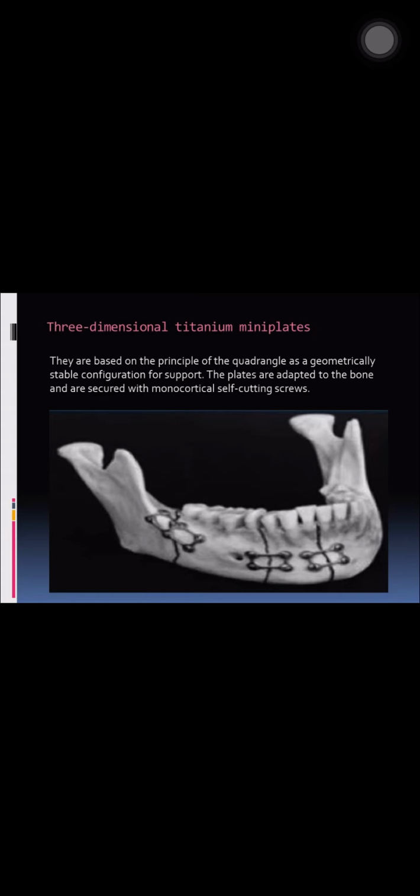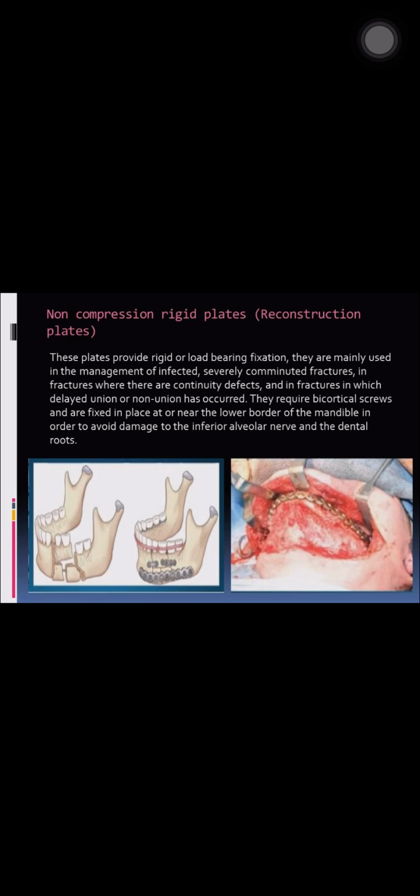Other method, three-dimensional titanium mini plates. They are based on the principle of the quadrangle as a geometrically stable configuration for support. The plates are adapted to the bone and are secured with monocortical self-cutting screws, as we see in this picture. Other method, non-compression rigid plates, reconstruction plates. These plates provide rigid or load-bearing fixation.